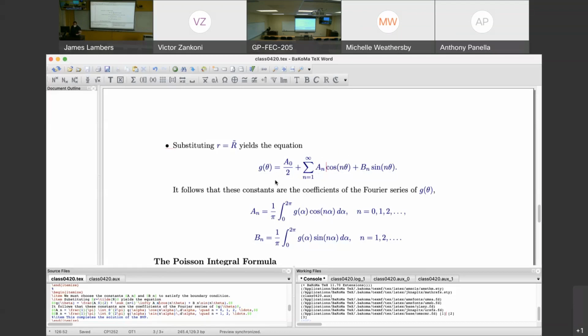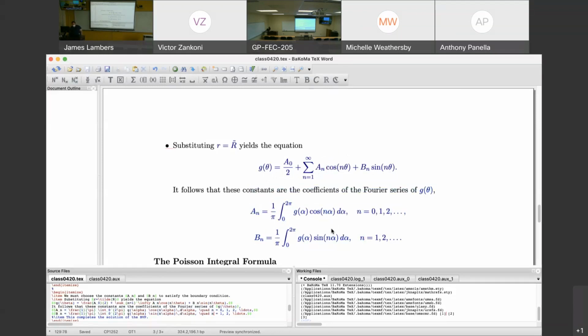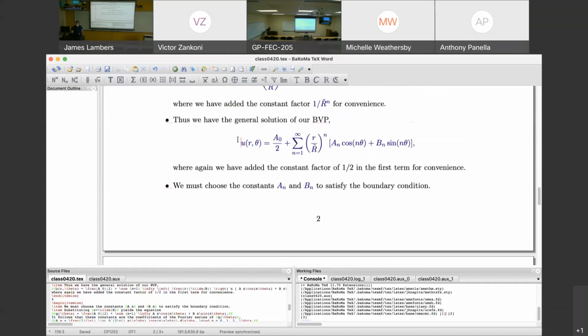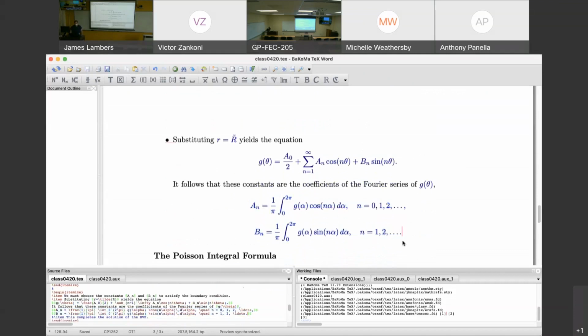If that doesn't apply, for instance, if g of theta is some other periodic function that's not readily expressed in terms of sines and cosines, then you can use these integral formulas to get the an and bn, the coefficients that you need. And that's it. To solve this problem, all you need is this solution formula and these integrals to get your an and bn. Are there any questions about solving that?